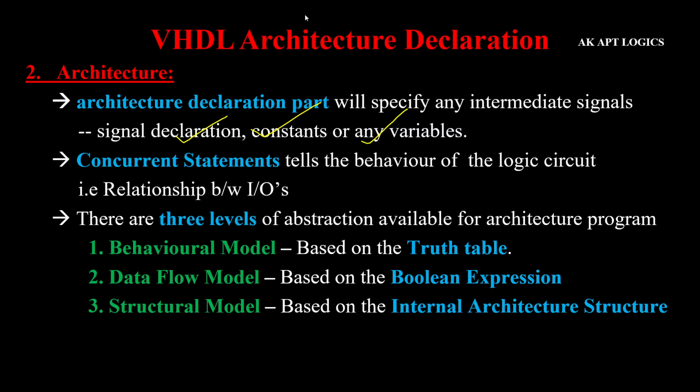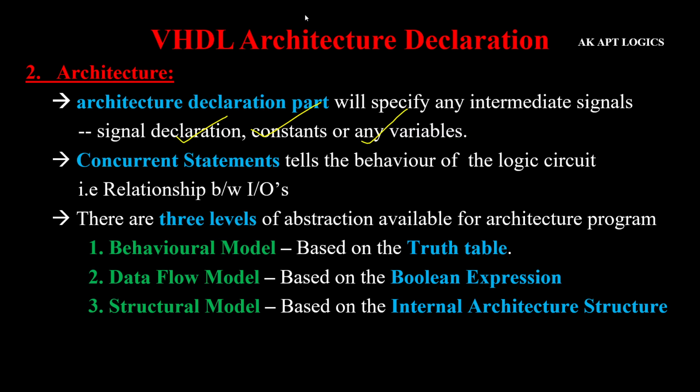Then in the architecture we are going to specify the logical relationship between the inputs and outputs which we have mentioned in the entity, right? We are going to write the architecture followed by the entity only. We are going to write the architecture for the entity only, so that is why we use the architecture name of entity name.